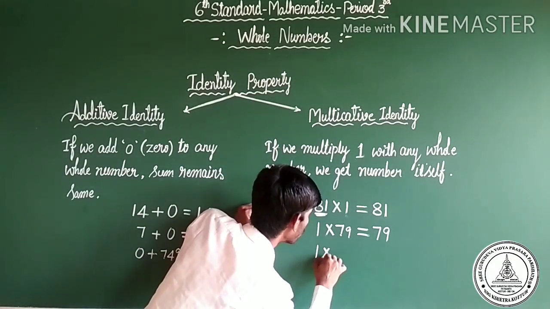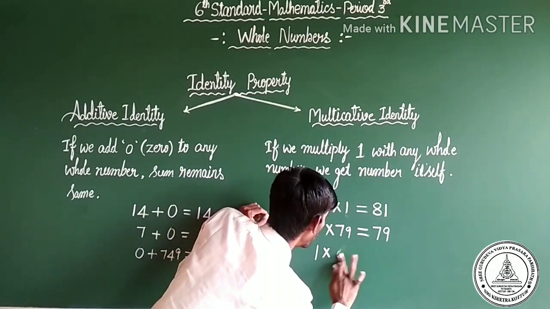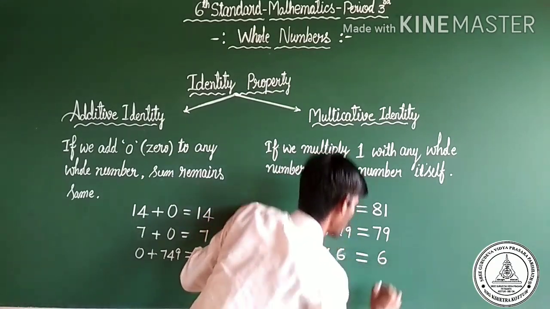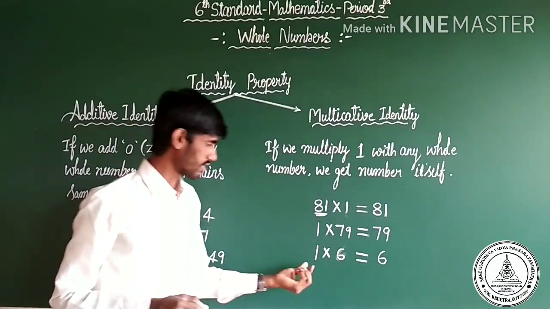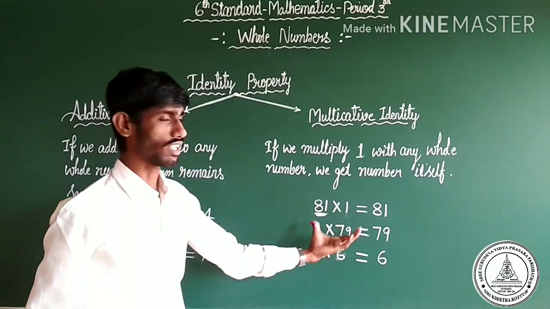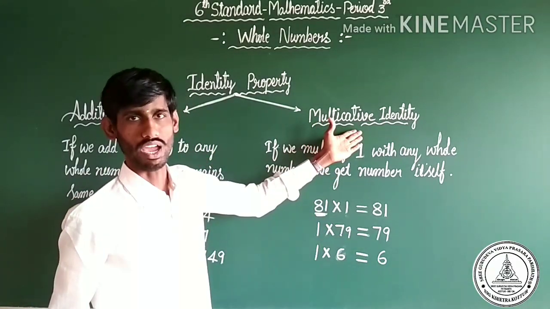One more example. 1 into 6, 1 times 6 is 6. Are you clear? So this is the example. These are all the examples about multiplicative identity.